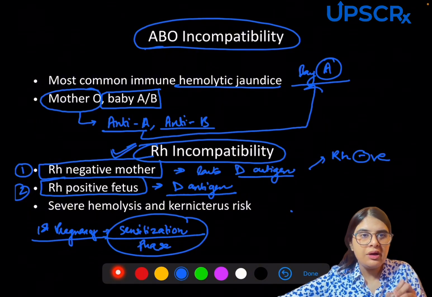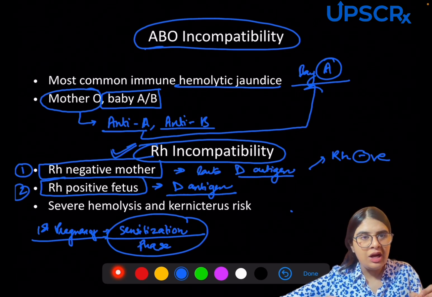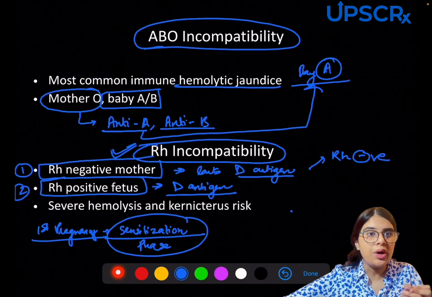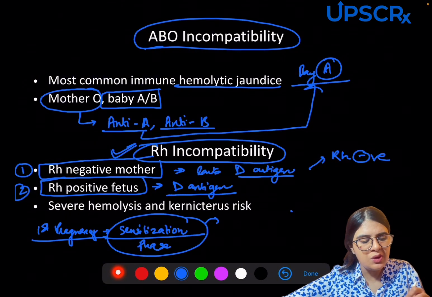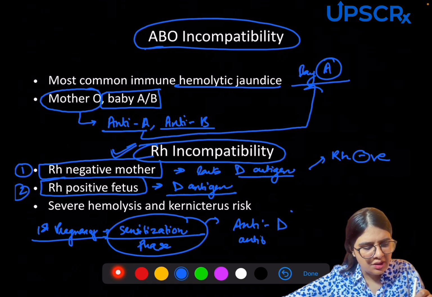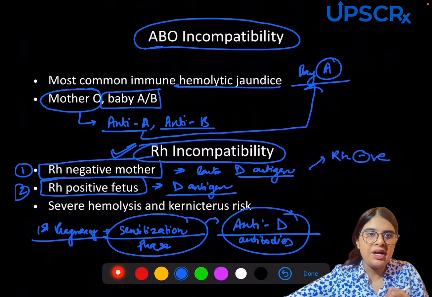Okay, now the maternal blood has seen the D antigen. D antigen will be seen as a foreign antigen. Okay, what did the maternal blood see? D antigen. Mother will recognize this as something foreign. So mother will start producing what? Anti-D antibodies. So mother will start producing anti-D antibodies.